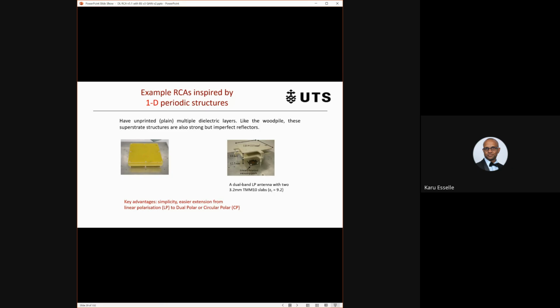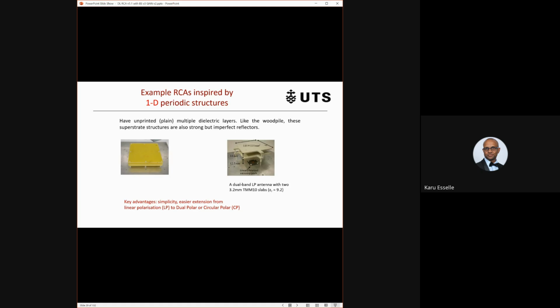There are more resonant cavity antennas inspired by 1D periodic structures. You already seen this, right? This is a linearly polarized one. This is a smaller version of that, more sophisticated, with multiple dielectric layers. There's no metal here in the superstructure. It's total dielectric, all dielectric superstructure. This is the resonant cavity. This is the ground plane.